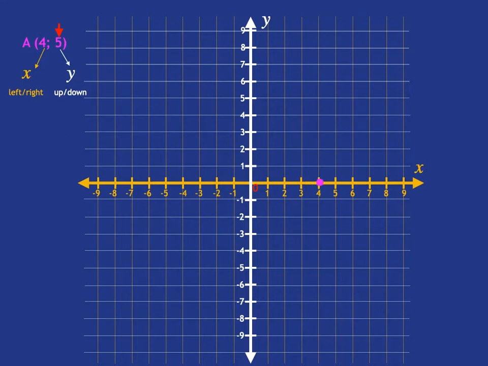Then after that, we look at the y coordinate, and that tells me how far up or down I need to go. In this case, it's a positive 5, so I need to go up, so I'm now going to walk up 5 steps. 1, 2, 3, 4, 5. And so over there is my point A, which has the coordinates 4, 5.